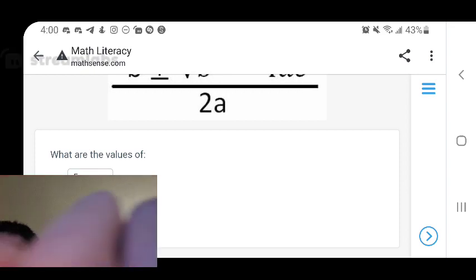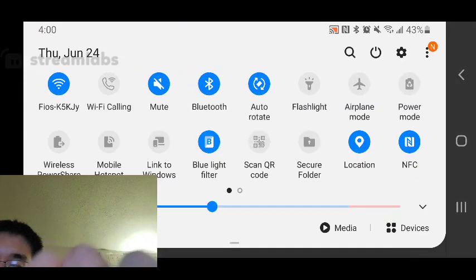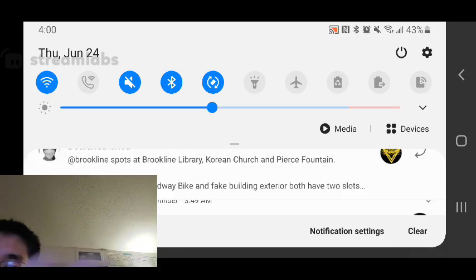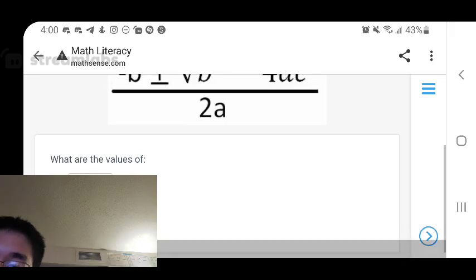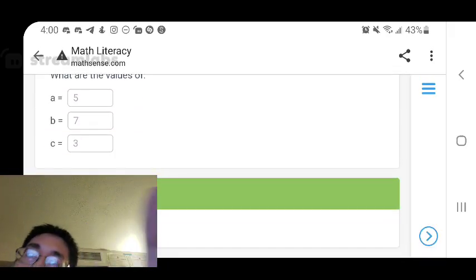Oh my god. Yep, so A is 5, B is 7 and C is 3. Oh man. X is 5 plus or minus root 7 over 3. Yeah, that's right. There you go.